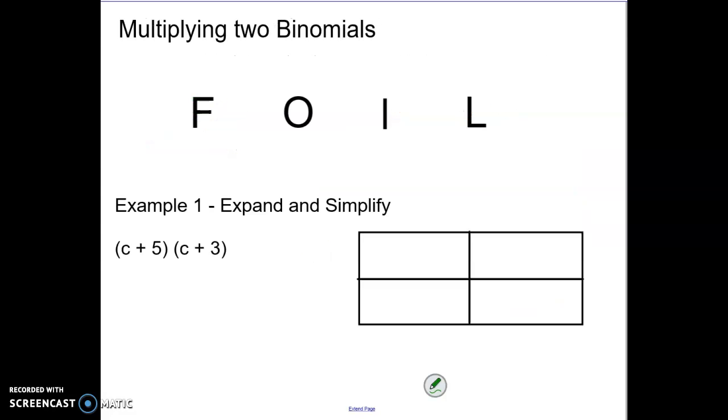Now the process that we can use here is called FOIL, and we use this whenever we're going to multiply two binomials together. So what I need you guys to write in here is that the F stands for the first, the O stands for the outer, the I stands for the inner, and the L stands for last. So this is what we multiply. First we multiply the first ones, then the outer ones, then the inner ones, then the last ones.